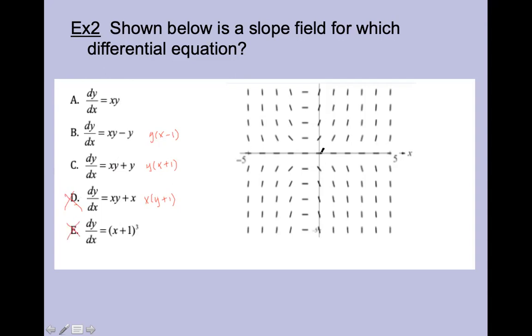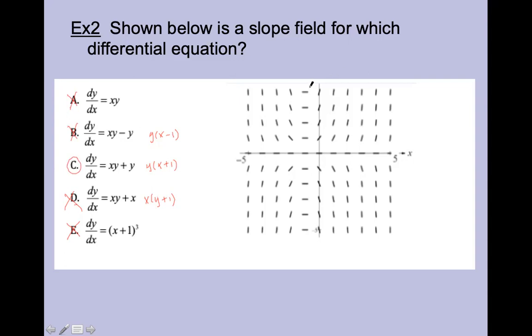Let's see what else we know. This looks like when x is -1, our slope is 0. Nope. All right, we're down to these two. x is -1, slope 0. Nope. So our answer in this case is C. It's the only one that meets those criteria.